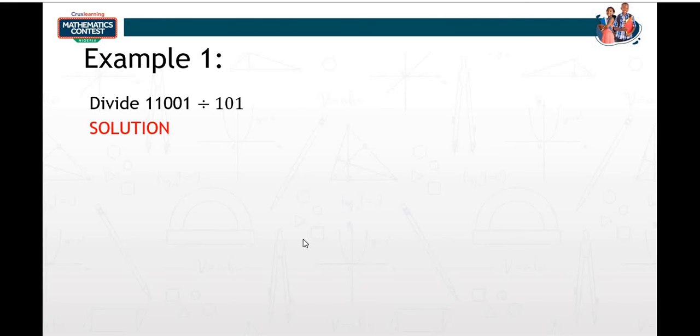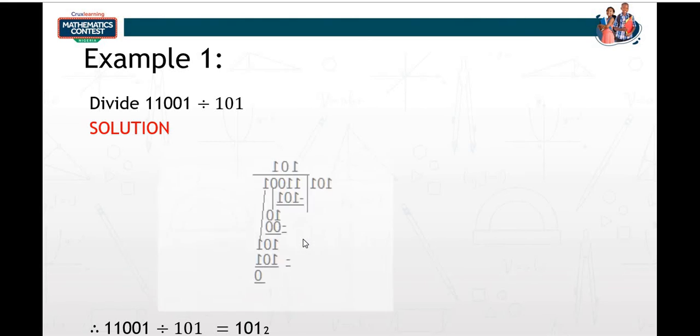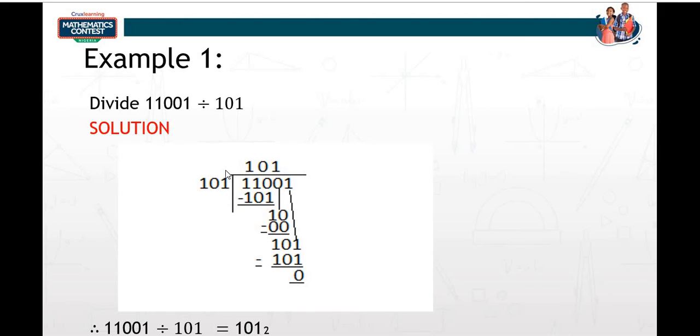Now let's divide. It's a bit tough, but we're going to do that. So we are dividing 1100 by 101. Okay, this is how you do it. This first digit will divide this first digit, and 1 divided by 1 will give us 1. So we'll multiply and we have 101. Okay, 101. So we are going to subtract, starting with the next digit.